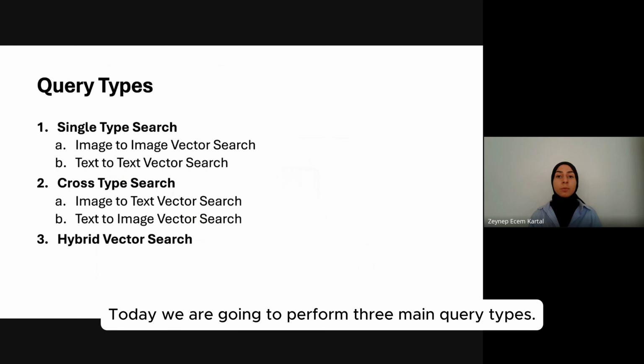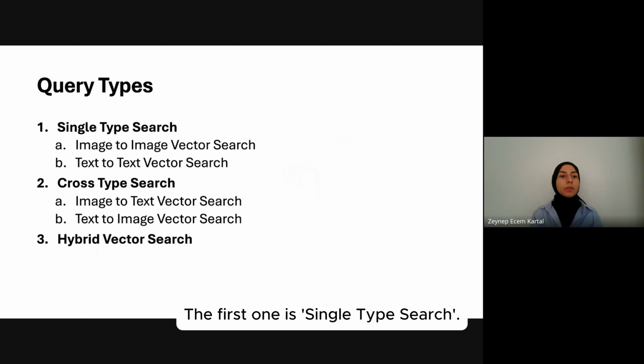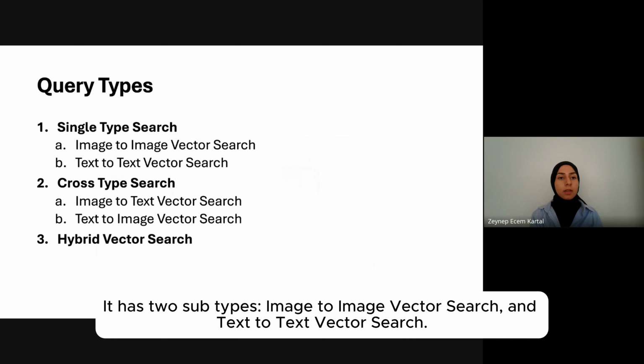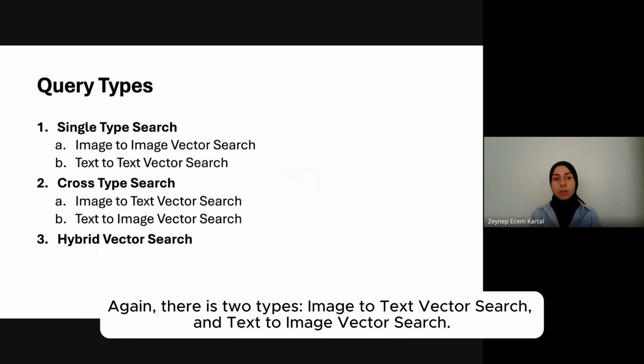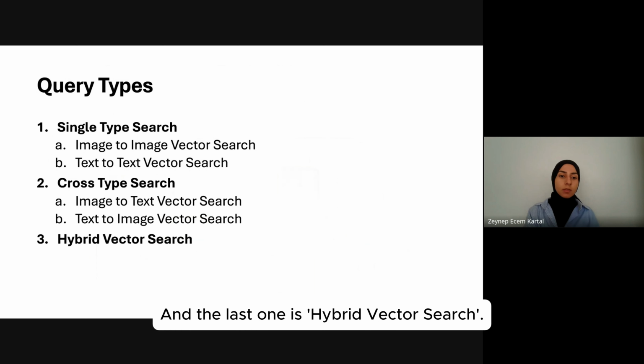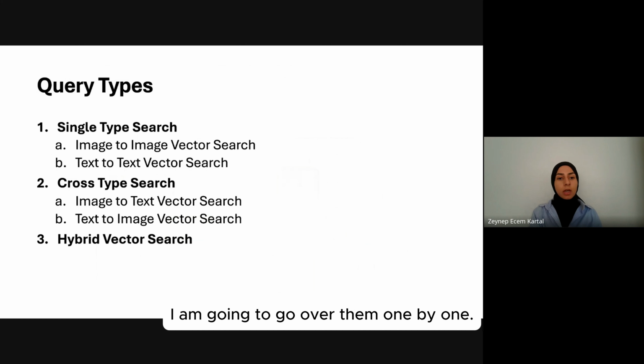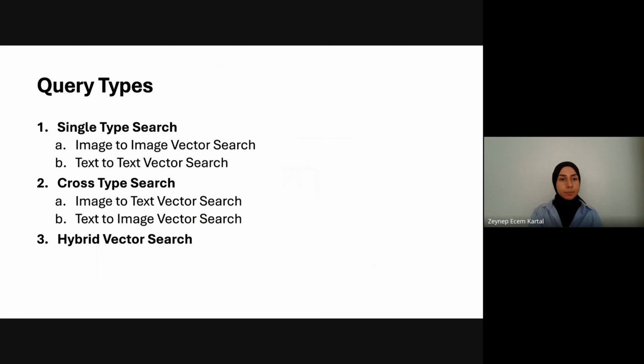Today, we're going to perform three main query types. The first one is single type search. It has two subtypes: image-to-image vector search and text-to-text vector search. And the second one is cross-type search. Again, there are two types: image-to-text vector search and text-to-image vector search. And the last one is hybrid vector search. I'm going to go over them one by one.